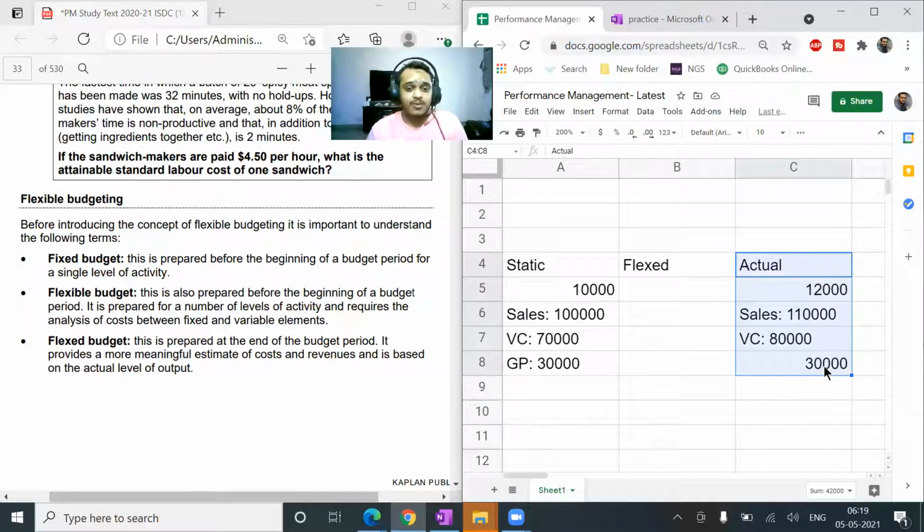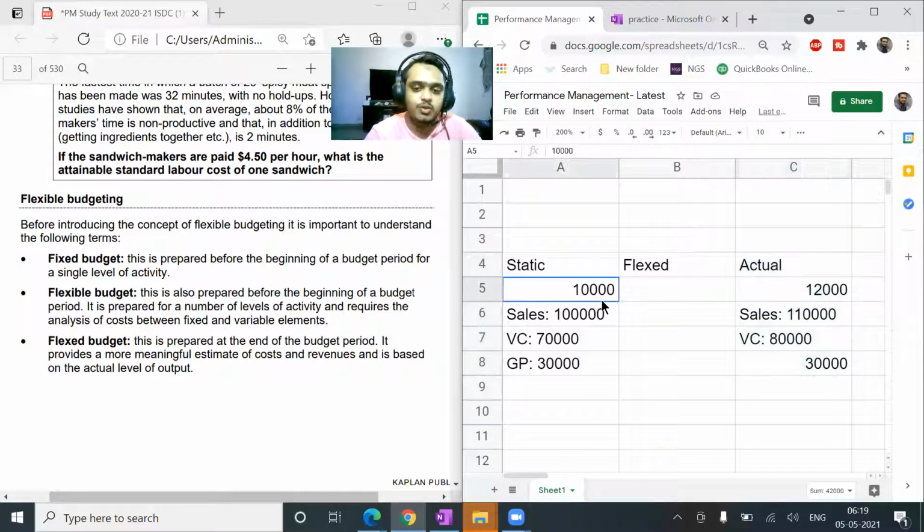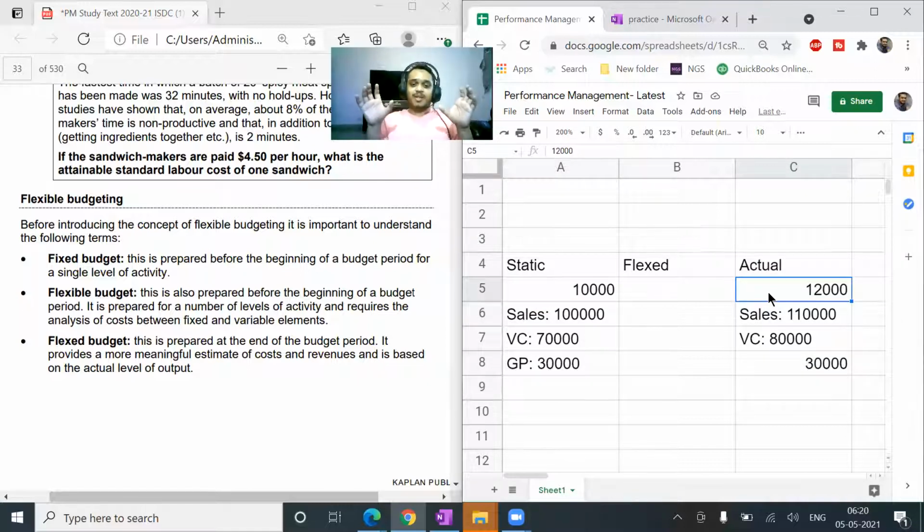But can you find the difference in there? I hope that yes, you can. The point is, you're comparing 10,000 units with 12,000 units. The base of comparison is not right at all in here. All right. So what you need to do is get the right base.